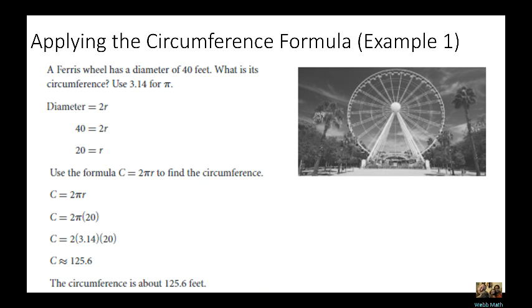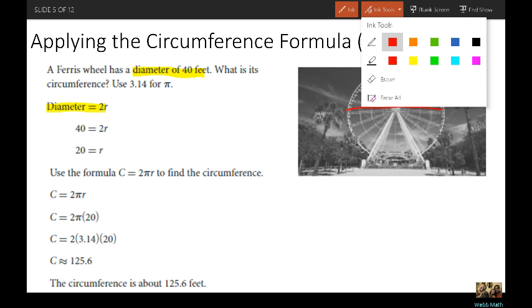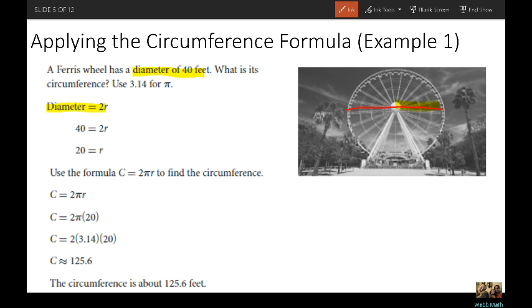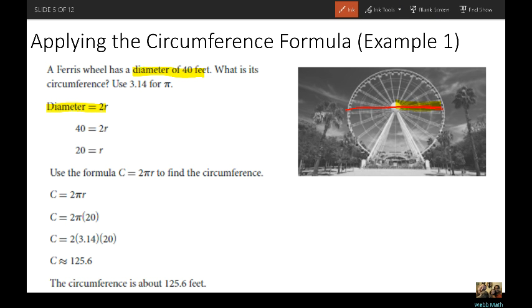All right. So applying the circumference formula. Basically, as you can see, we have a Ferris wheel, and they go ahead and give us the diameter. Circumference equals 2 pi r. What's r? r is the radius. We already know the radius should be half of the diameter. So here's your diameter, and we know that your radius is going to be half that. So what is half of 40? 20.